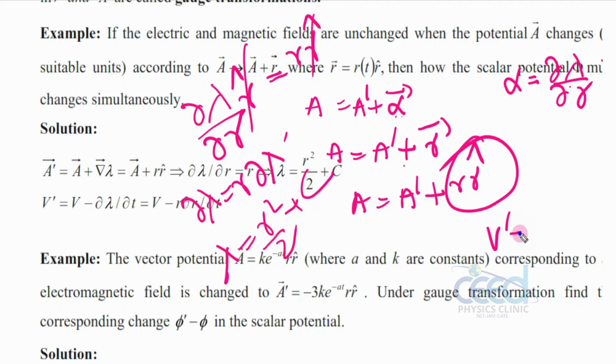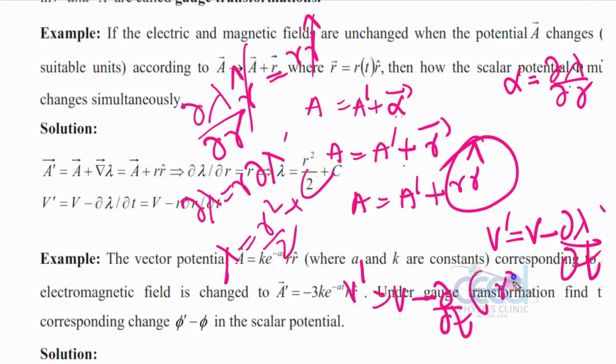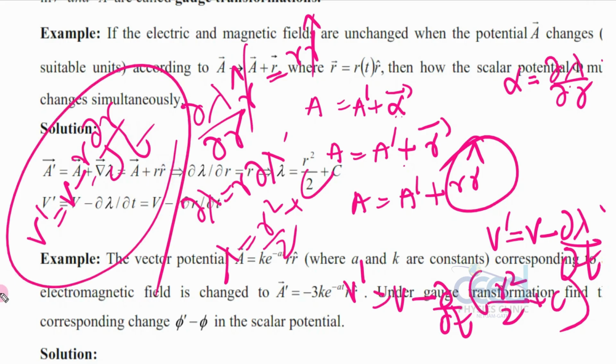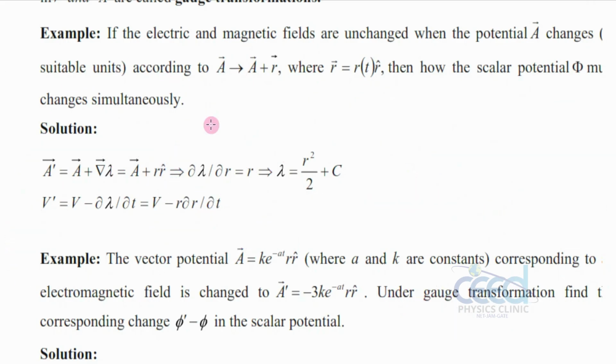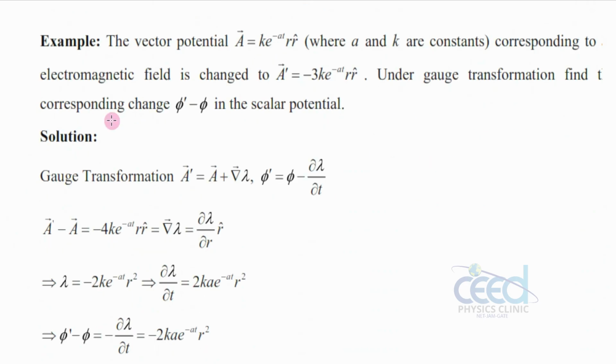Now what is V dash? V dash is equal to V minus ∂λ/∂t. That is, V dash is equal to V minus ∂/∂t of what is lambda, r²/2 + c. Then V dash is equal to V minus ∂/∂t of r²/2, differentiating gives 2r ∂r/∂t. That is, 2 cancels. Then r ∂r/∂t, right? So this is the equation, right? All right, now let us go to another question.